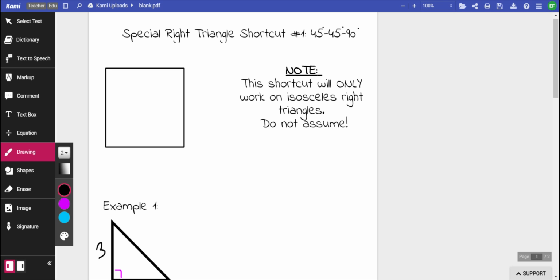Hello everyone. Today we will talk about some special right triangles. These special right triangles are referred to as shortcuts. Specifically, we're talking about a 45, 45, 90 special right triangle shortcut.